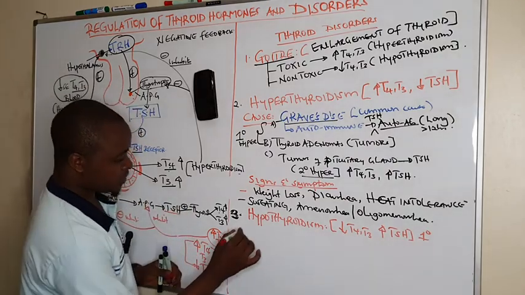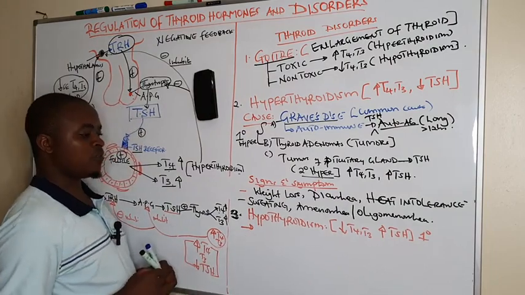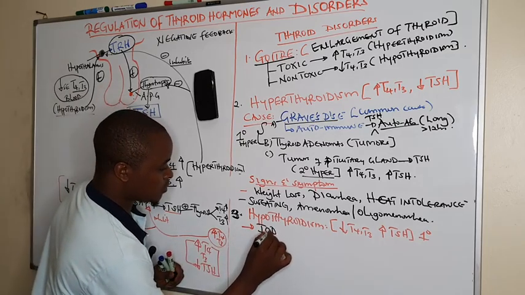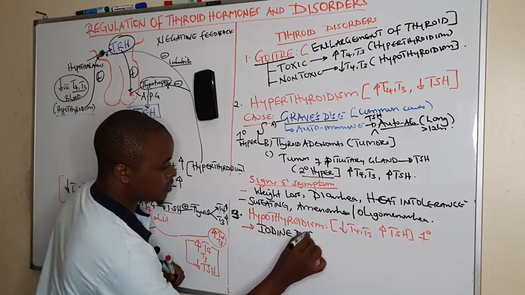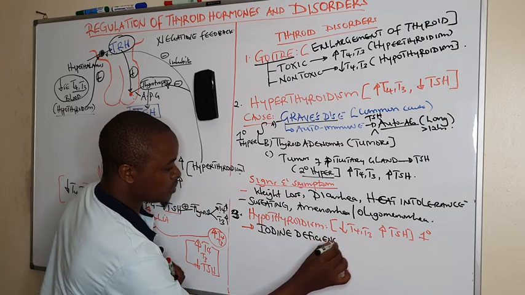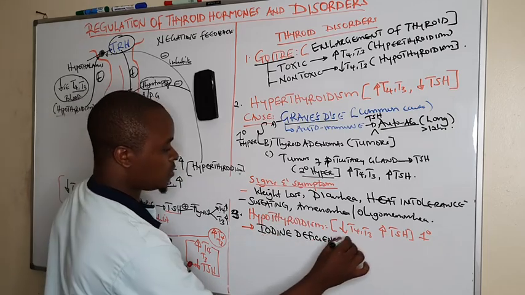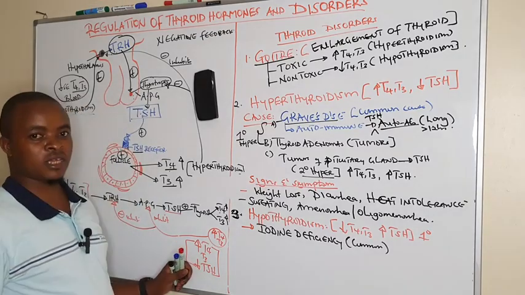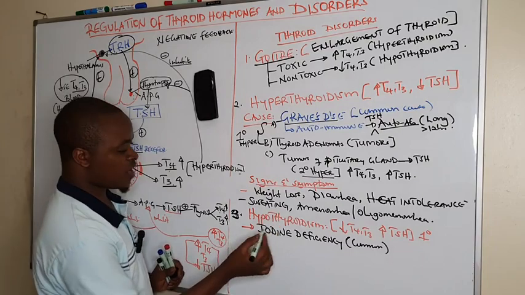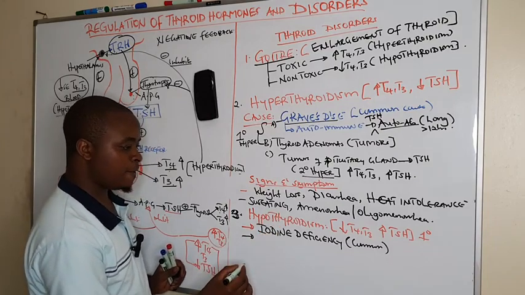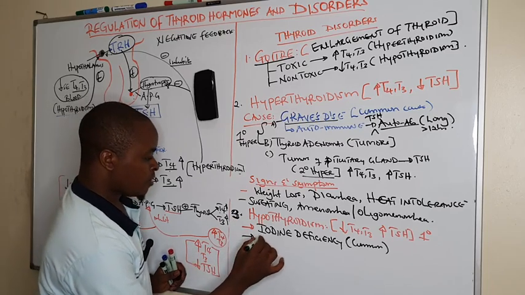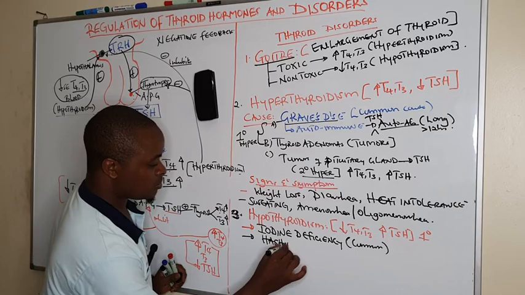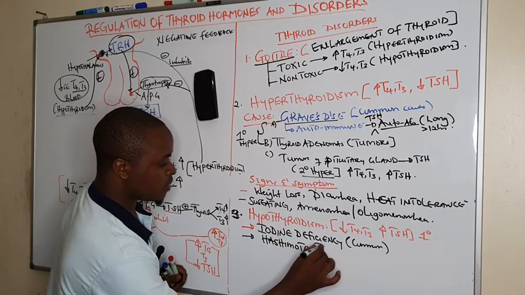And the most common cause of hypothyroidism is iodine deficiency. Iodine deficiency is the leading, the common cause of hypothyroidism. Then another cause of hypothyroidism can be Hashimoto's. It is an autoimmune disease which is called Hashimoto's thyroiditis.